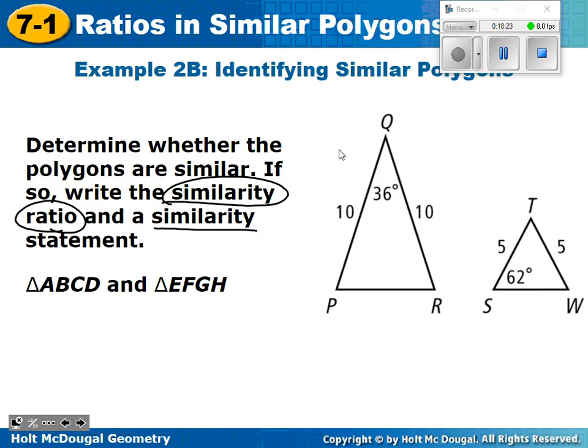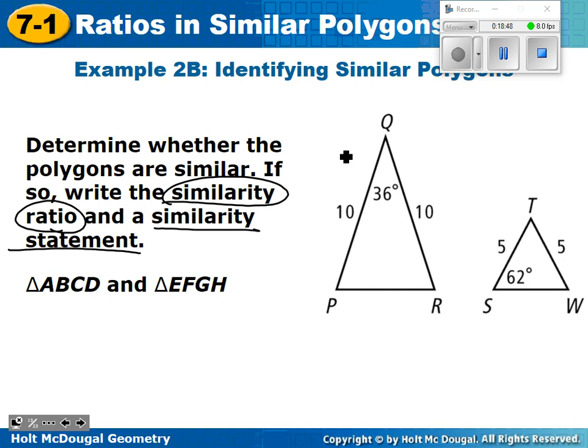And then the similarity statement, that's when we name the entire shape similar to the entire shape, right? Are we good with those two different words? Okay, so it's going to say determine whether they're similar, and if so, do these two things. That's exactly what the directions are going to say here. Determine if they're similar, and if so, write the similarity ratio and name the similarity statement. Okay, so same exact directions.